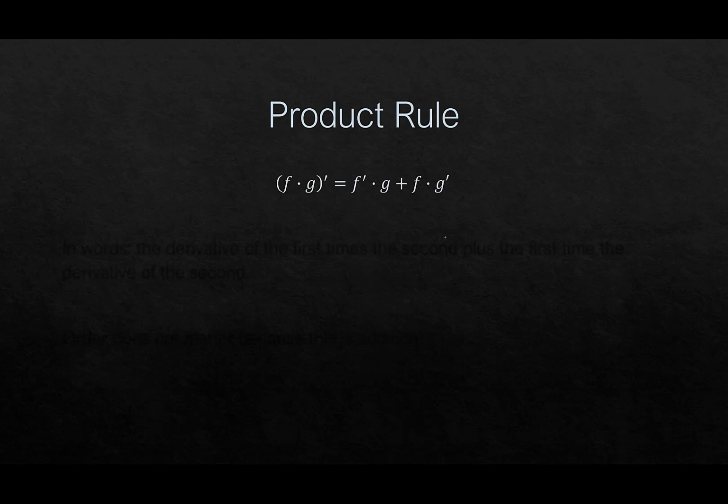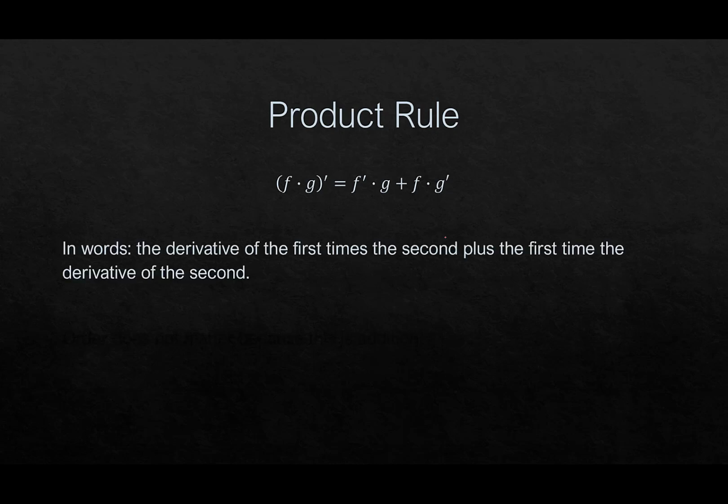So this says if I have a product f times g, to get the derivative, I take the derivative of f, multiply it by g, then I add f times the derivative of g. So I'm doing the derivative of each factor, but one at a time. We can say this in words as the derivative of the first times the second, plus the first times the derivative of the second.